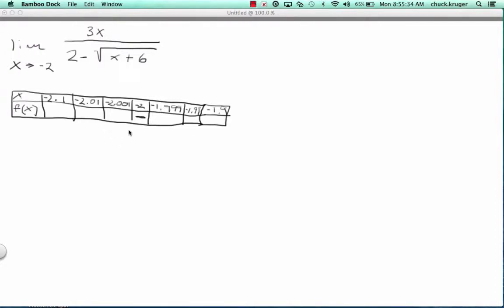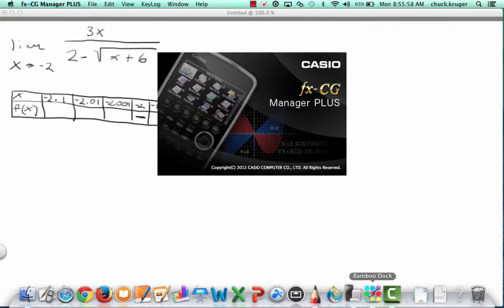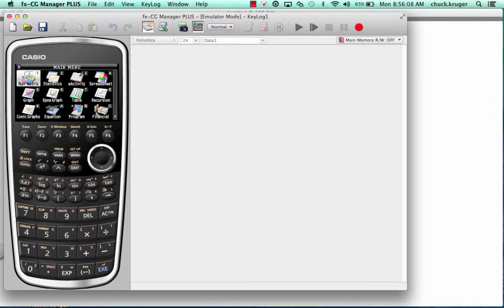But again, a limit is not what the function is particularly at that value, but what it approaches as it approaches from the left and the right of that value. So this is fairly complex, and I'm going to use my calculator to come up with my table. I have a calculator simulator right here, and this works on either a TI or a Casio. They're a little bit different, but they work exactly the same way.